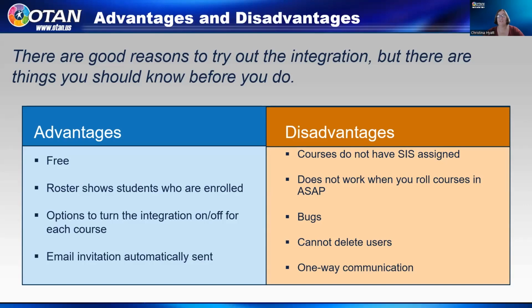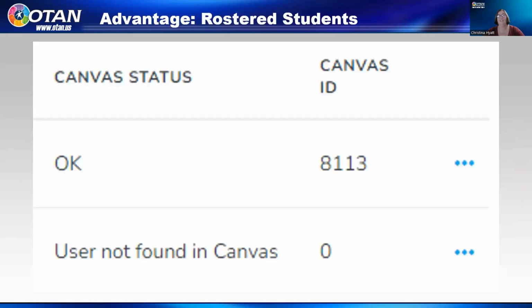Another advantage is that ASAP's class roster shows which students have been enrolled in the Canvas course and which ones are not. In ASAP 4, on the roster for each class, there's a column showing which users have been enrolled in Canvas and which ones are not found yet. The teacher can enroll the user not found by clicking on the 3 ellipses and selecting Fix Canvas Enrollment.